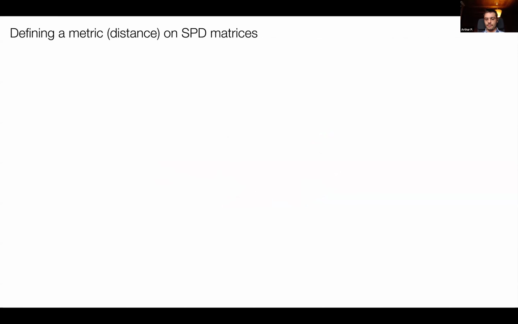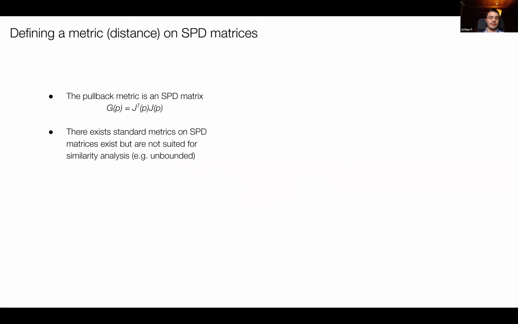So for this, we can first notice that the pullback metric is an SPD matrix, as I've mentioned, and there exist standard metrics on SPD matrices out there. However, they are not very suited for similarity analysis and for understanding neural network activation, for various reasons. You might be familiar with the affine invariant Riemannian metric, AIRM, or the Hilbert metric on the SPD cone. But these have features that are not very useful or are undesirable for similarity analysis between neural networks.